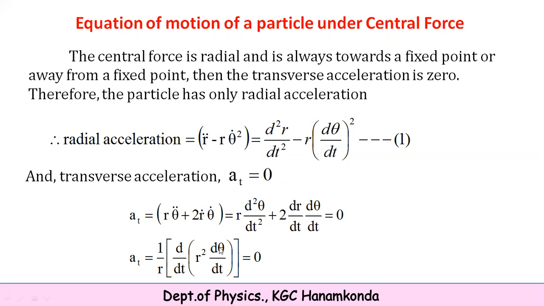Therefore, the transverse acceleration can be written as 1 by r into d by dt of (r square d theta by dt) equals 0. These two terms are written as a single term, 1 by r into d by dt of (r square d theta by dt) equals 0, which we have already seen in the third lecture.